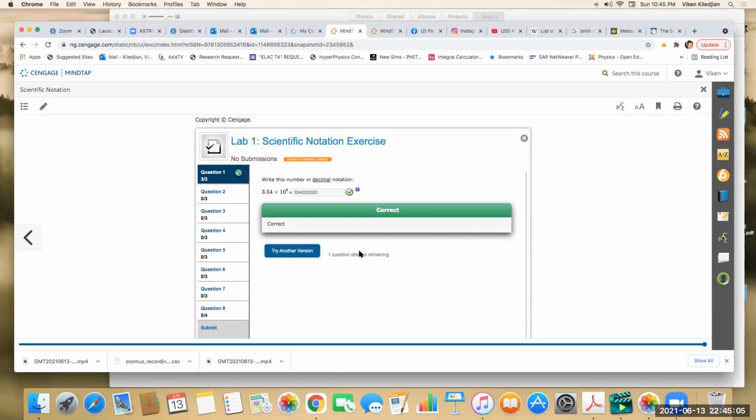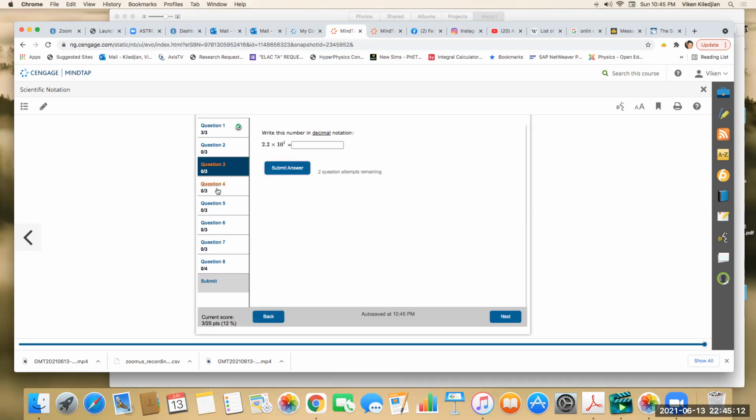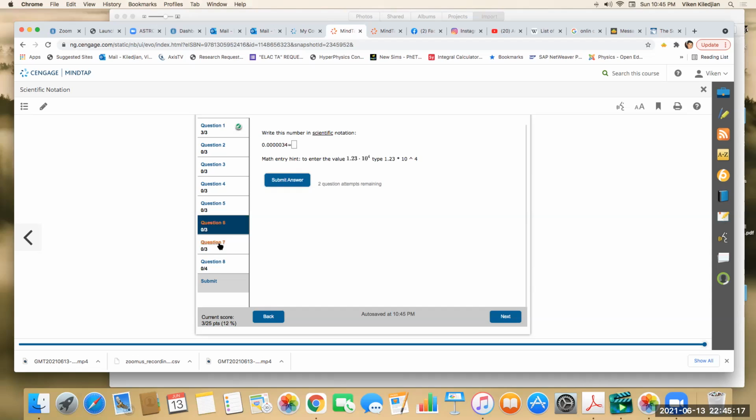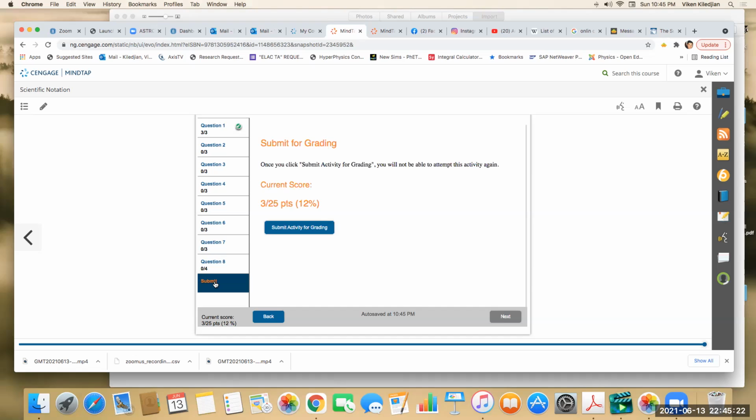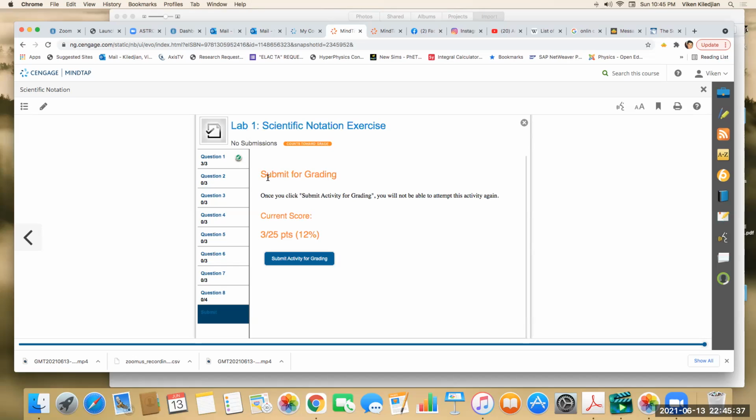I think for this one, we could just take a snapshot way at the end. So question 2, question 3, let's just say I didn't attempt any of these. And then at the end, when I submit, that way you don't have to take a snapshot on every single one, you know. You could just take a snapshot for your whole score. So scientific notation exercise, submit for grading.